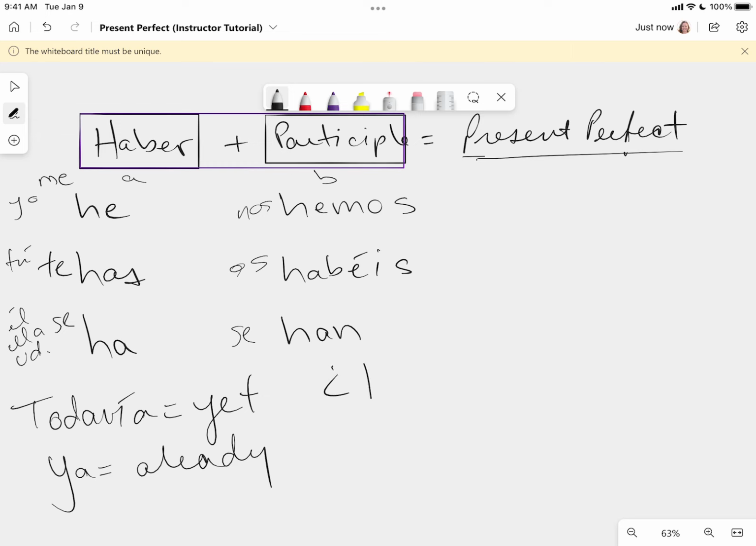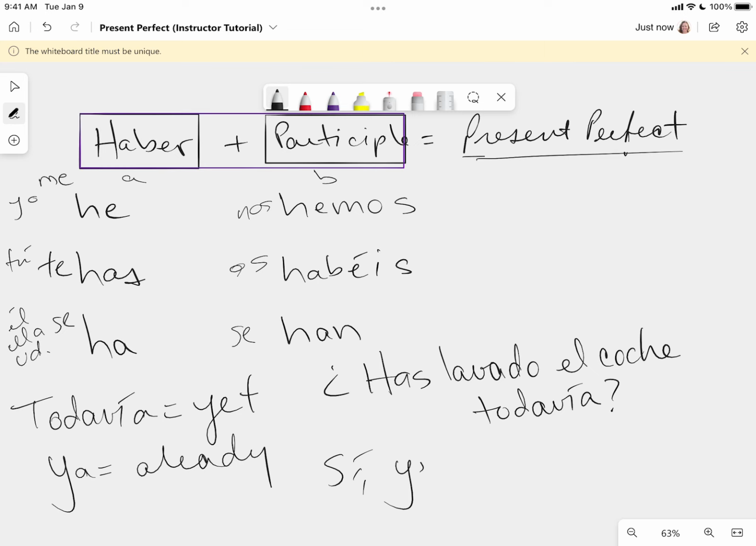So somebody might say, like your mother's asking you, ¿Has lavado el coche todavía? Have you washed the car yet? And you might answer, sí, ya he lavado. We know that he lavado cannot be separated. Nothing will go in between it. So I say, already I have washed el coche.